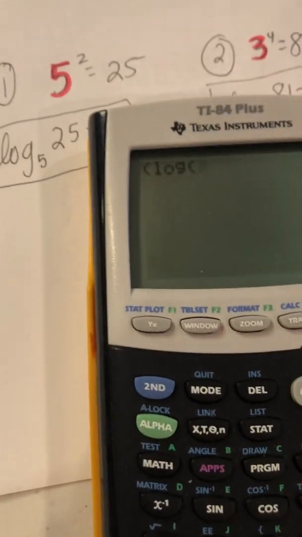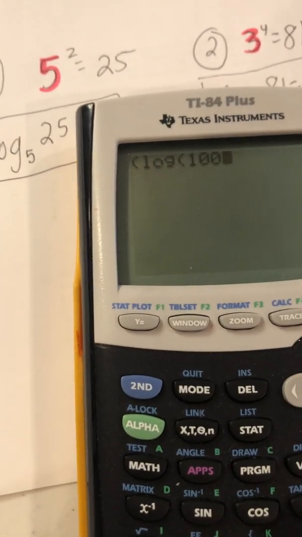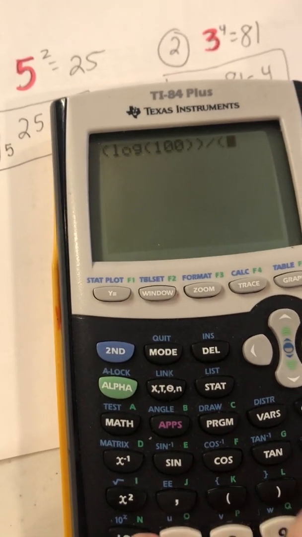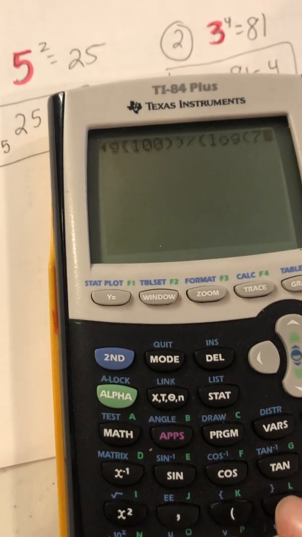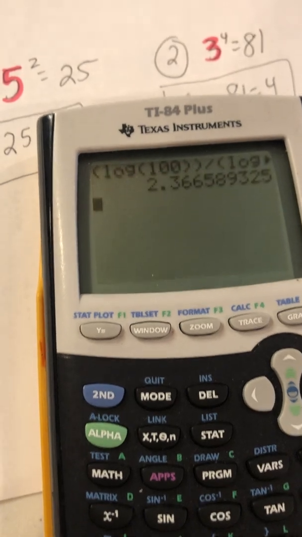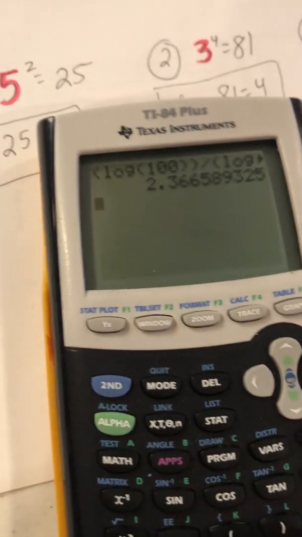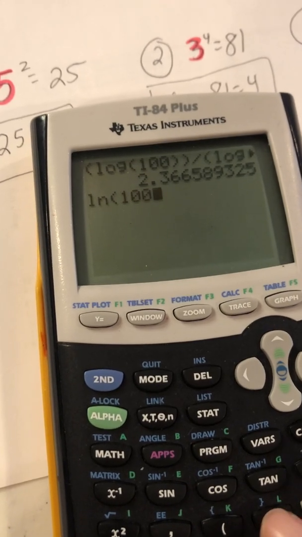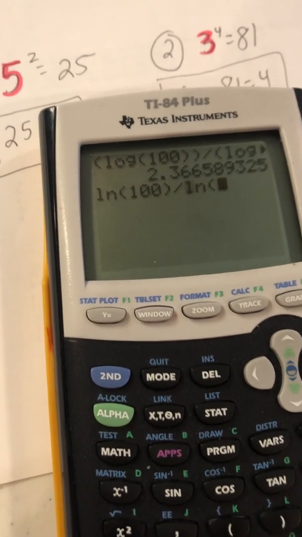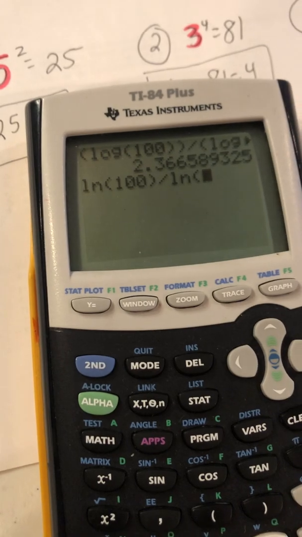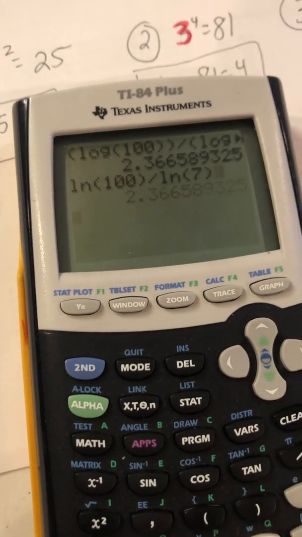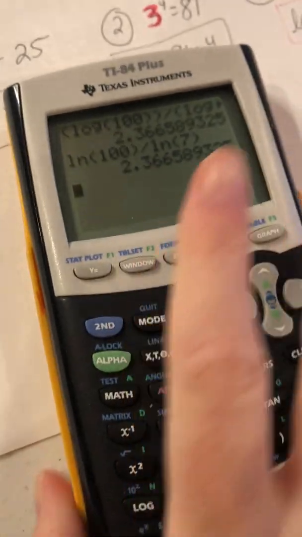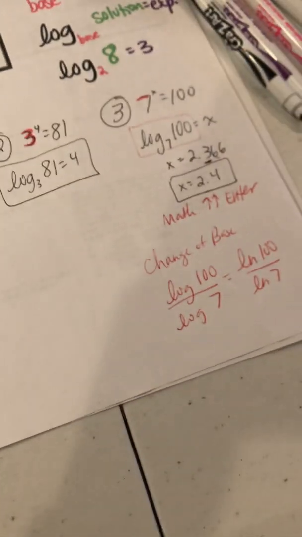Log of 100. Oops. So I'm going to close that, and then divided by log 7. I can't mix log and natural log. See how I still get 2.366? And then I'm going to do natural log of 100 over natural log of 7. Still get the same number. Wonderful. Okay, so honors, there you go.